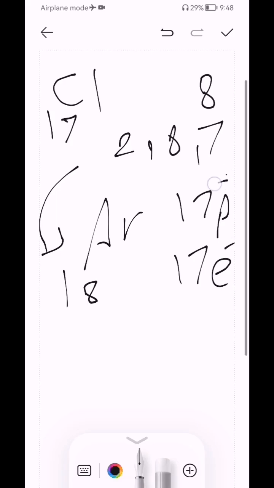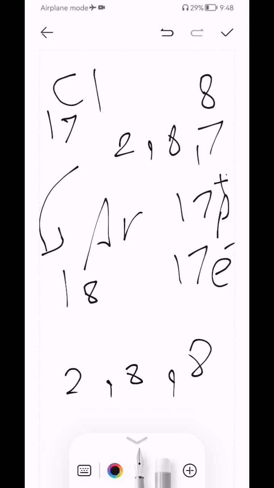Positive protons and negative electrons. Now when it gains electrons to be stable, like the closest inert gas argon 18, it will be 2, 8, 8, right? It will gain 1 electron. So the number of electrons becomes more than the number of protons. The number of protons is still 17, because the number of protons doesn't change, only the electrons change. Negative becomes more than positive.